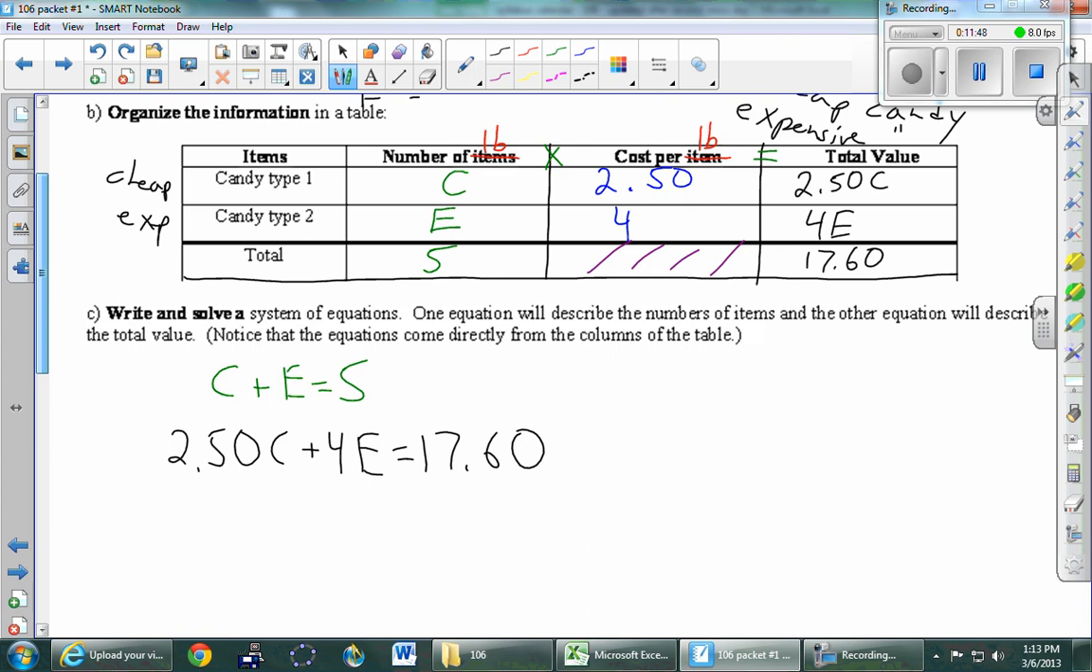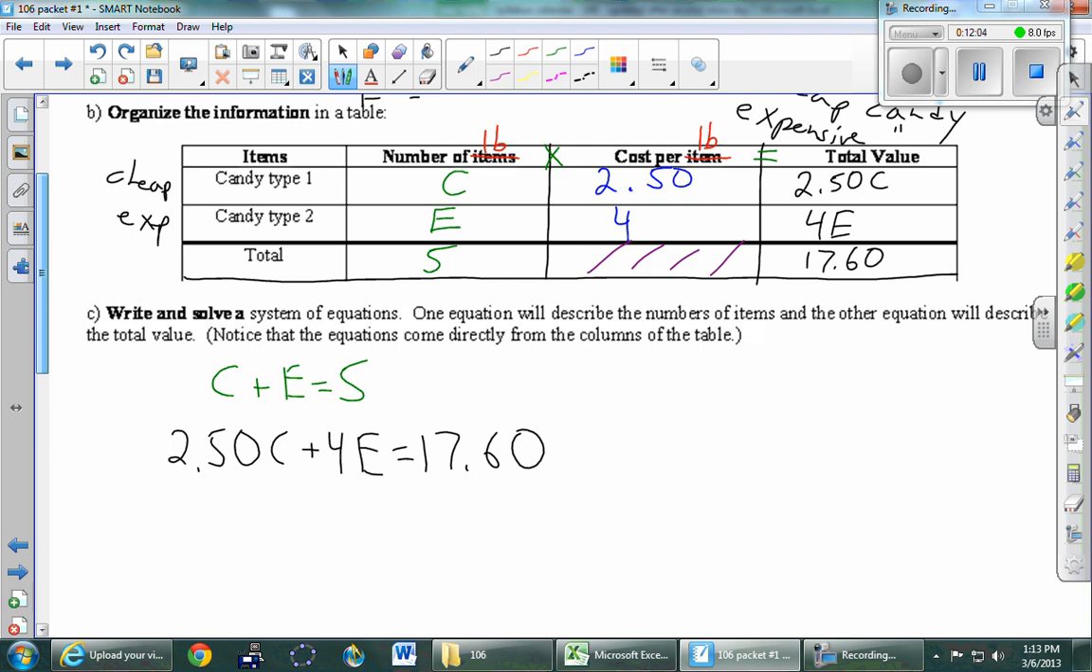Any questions on the two equations? This is pretty typical for the two equations. You're going to grab the first column, add two things, set it equal to the total. You grab the last column, add two things, set it equal to the total.